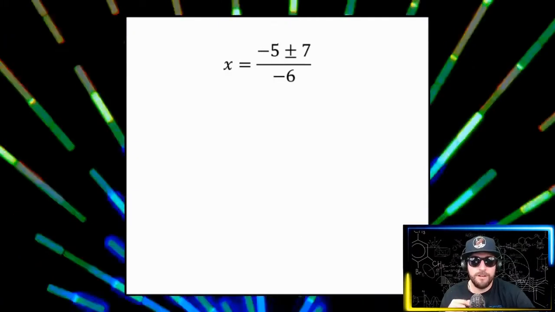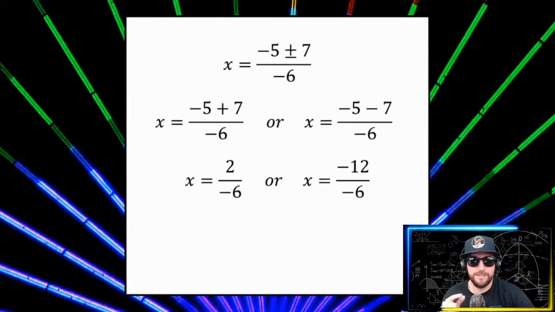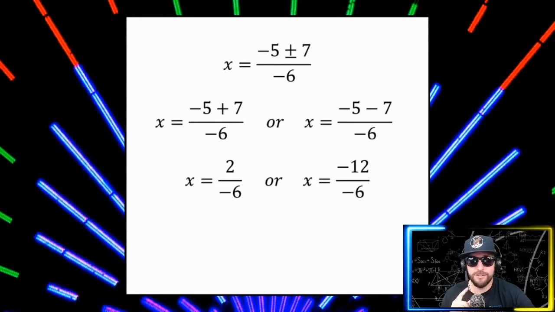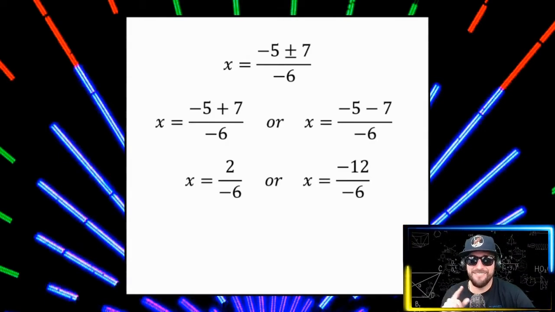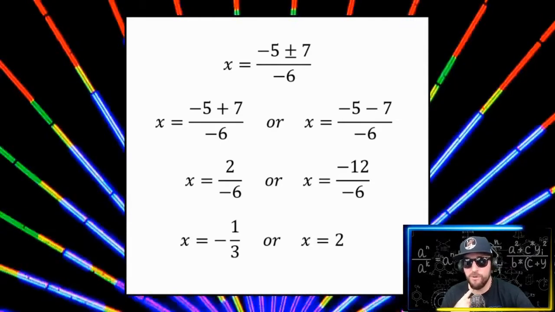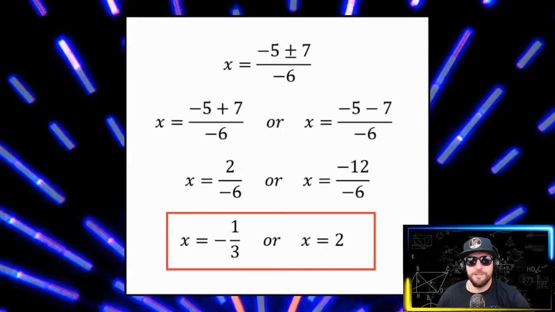Two problems to solve. -5 plus 7 or -5 minus 7 over -6. -5 plus 7 is 2. So we get 2 over -6, or -12 over -6. -5 minus 7 is -12. Simplify, it's -1/3 or +2. So those are my answers. That's how you do the quadratic formula.